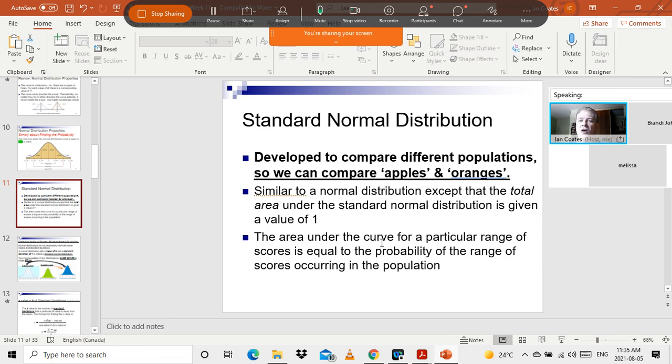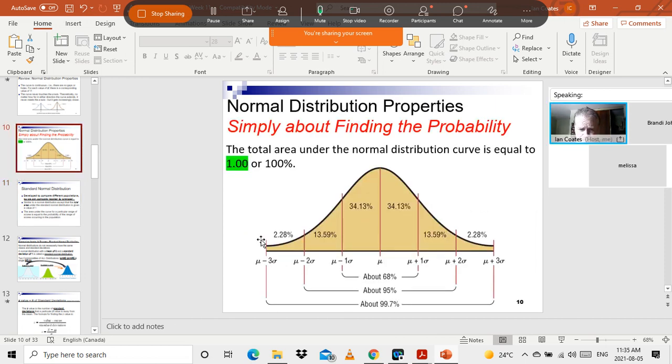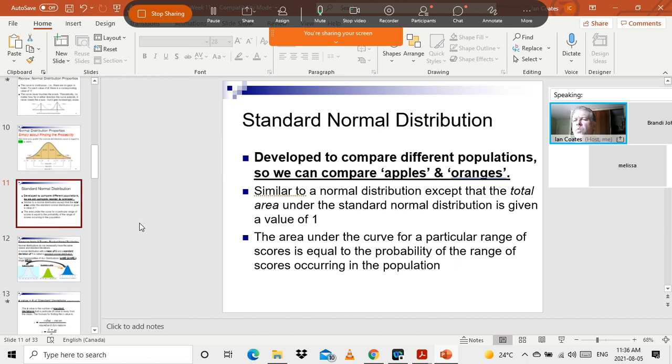So now what we can do is transform these, and that's what we're going to do. This is similar to a normal distribution. Here we're talking about standardizing, except that the total area under the curve is 1. Going back to this, the total area under the curve is 100%, but we've talked about this, that 1 is also equal to 100%. 34.13% we would write as a decimal, 0.3413. So the total area under a curve is 100%.